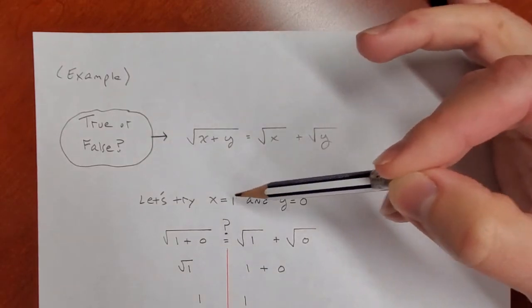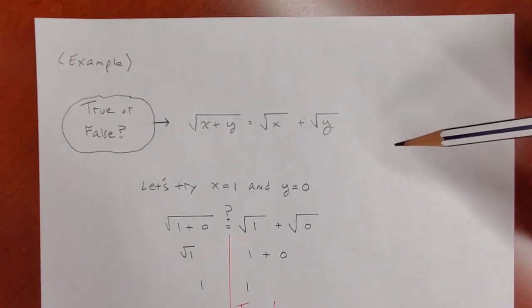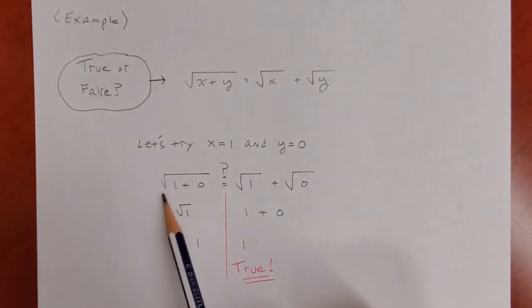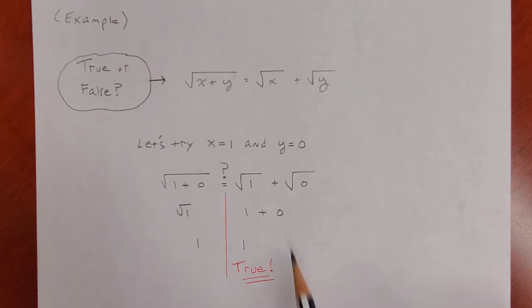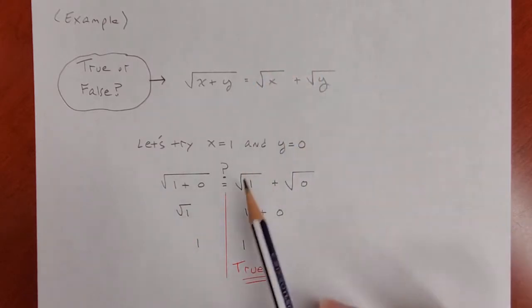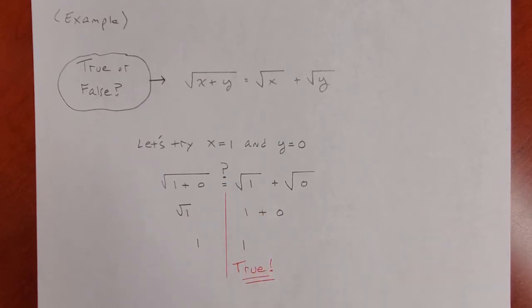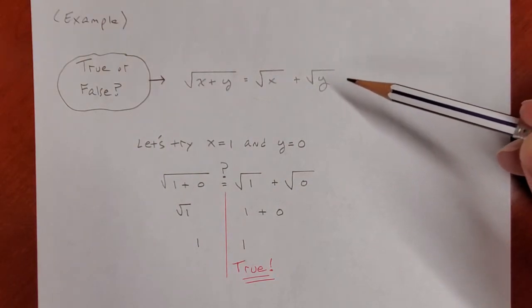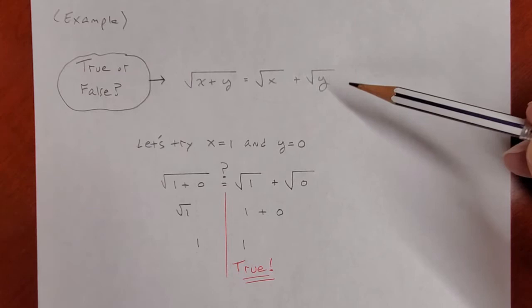Right. I'll let x be 1 and y be 0. Does it work? It actually does work. See, okay, root of 1 plus 0. Okay, 1 plus 0 is 1. Root 1 is 1. Okay, on the other side, root 1 plus root 0, the square root of 1 is 1. It's true, it worked. But would it always work? Does it work sometimes?